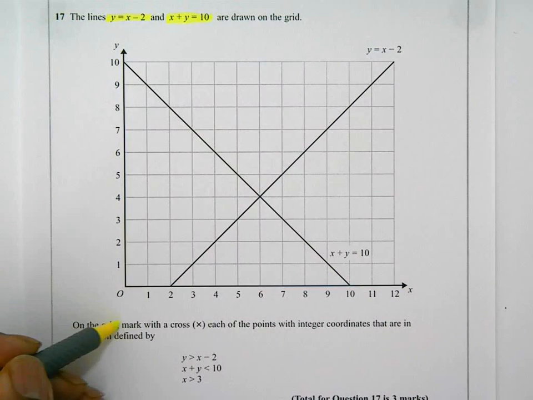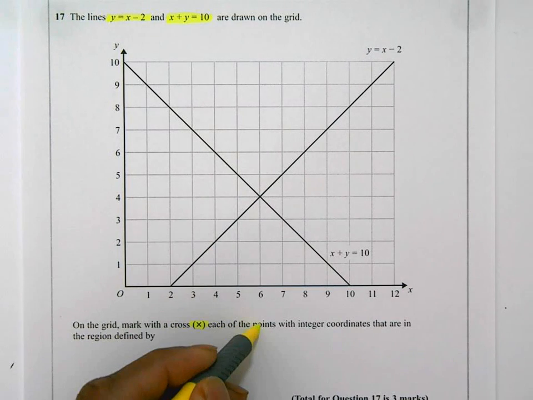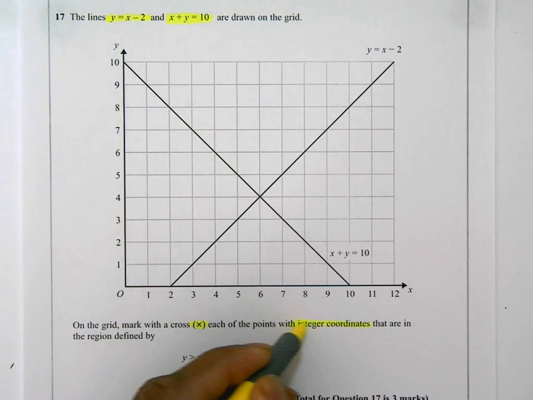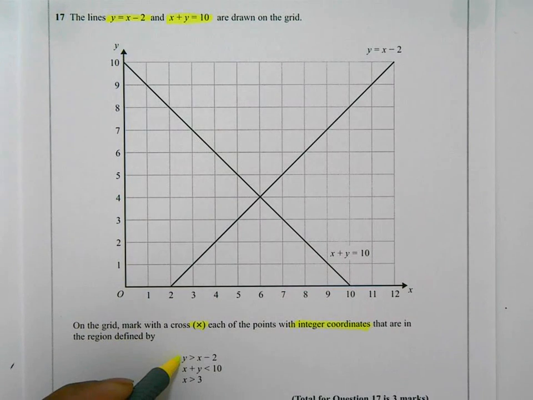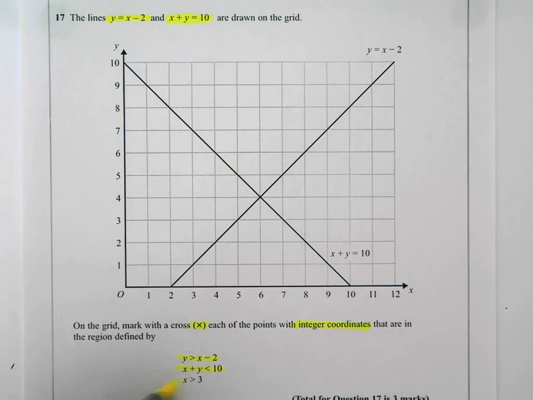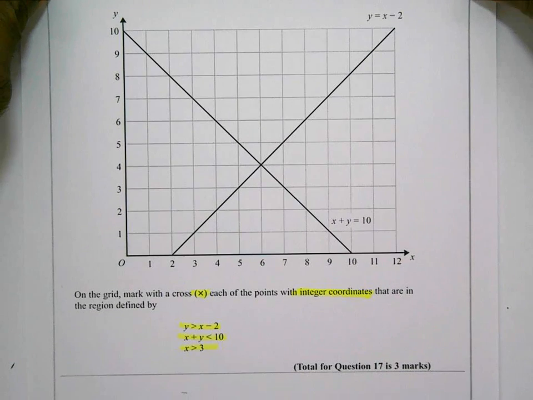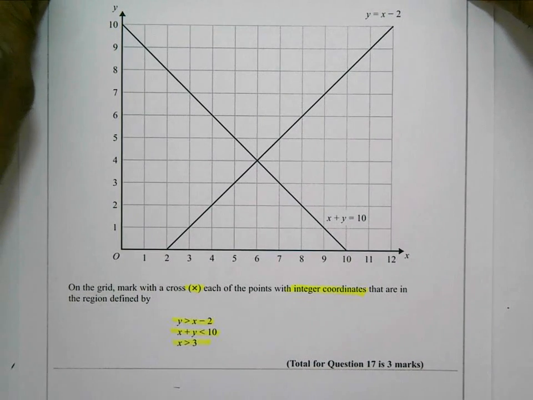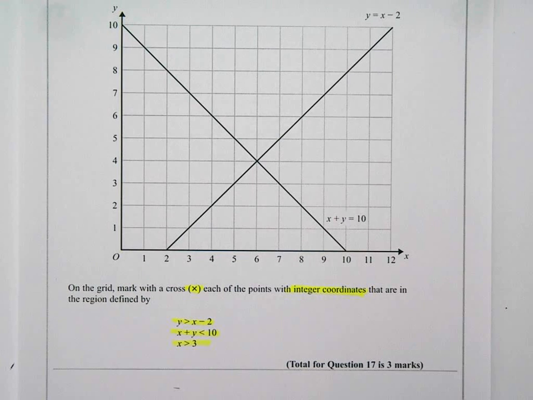On the grid, mark with a cross each of the points with integer coordinates that are in the region defined by those three inequalities. Okay, so if I just move this upwards a bit, you should be able to see all of them. Yep, there it is. So this is a question which involves inequalities and graphs.